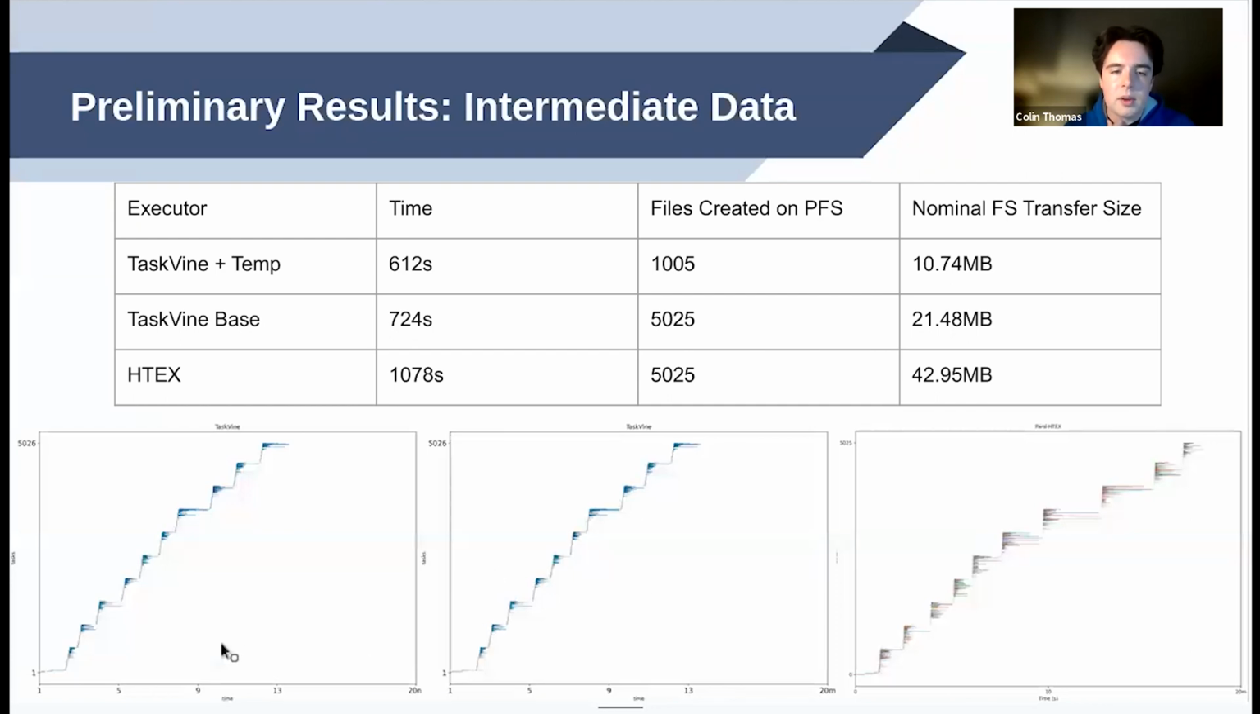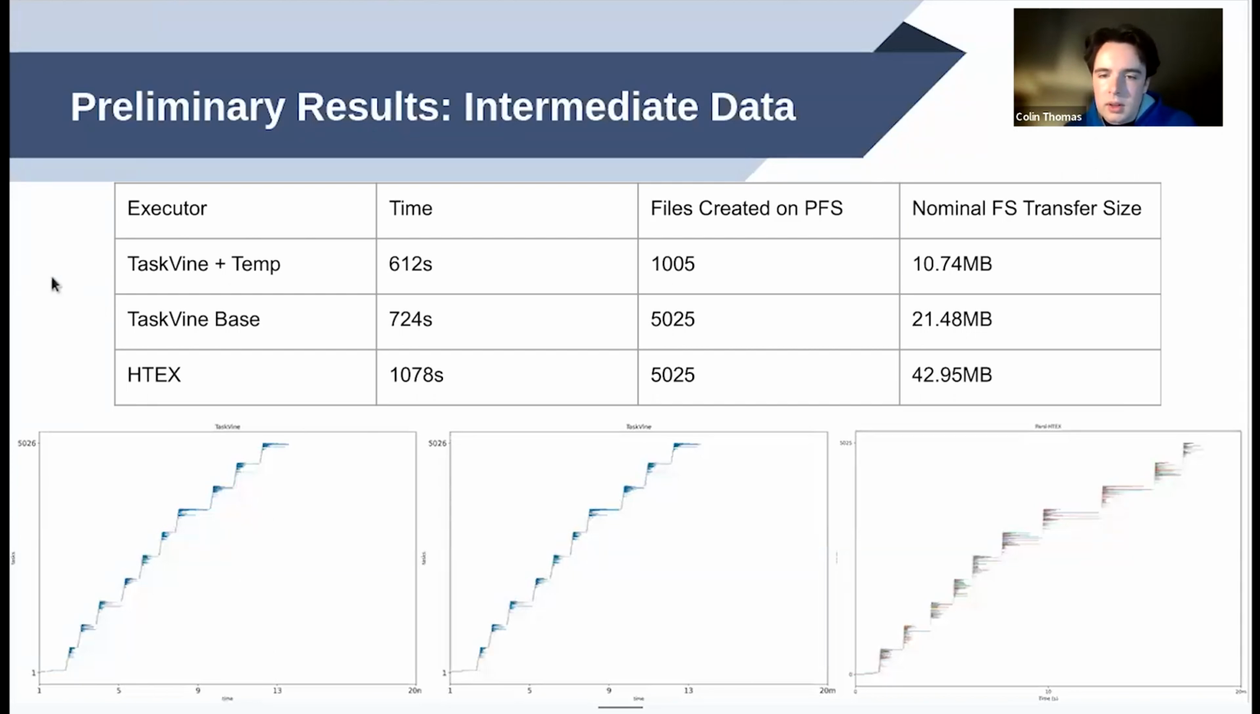Between the TaskVine temporary version and the basic version, the stair steps are marginally steeper for the one that ran in quicker time. In the high throughput executor version here, we can see some long outliers, which are pretty consistent through the runs that I've been doing, which I think I can ascribe to the shared file system bottlenecks, because this is creating a lot of intermediate data.